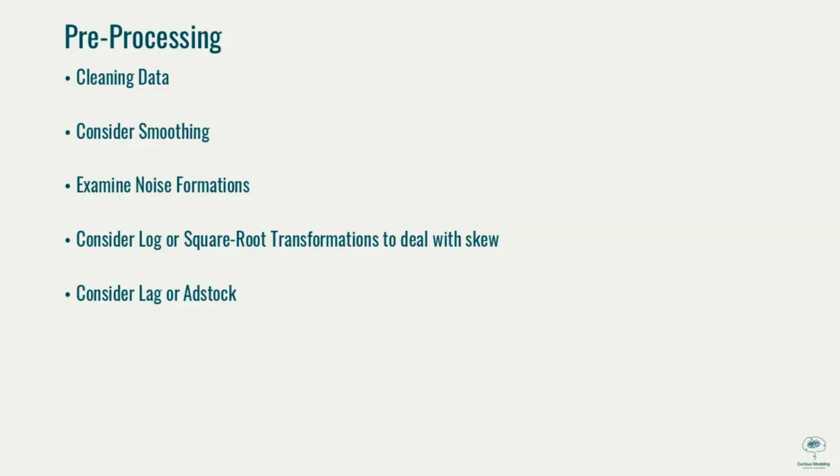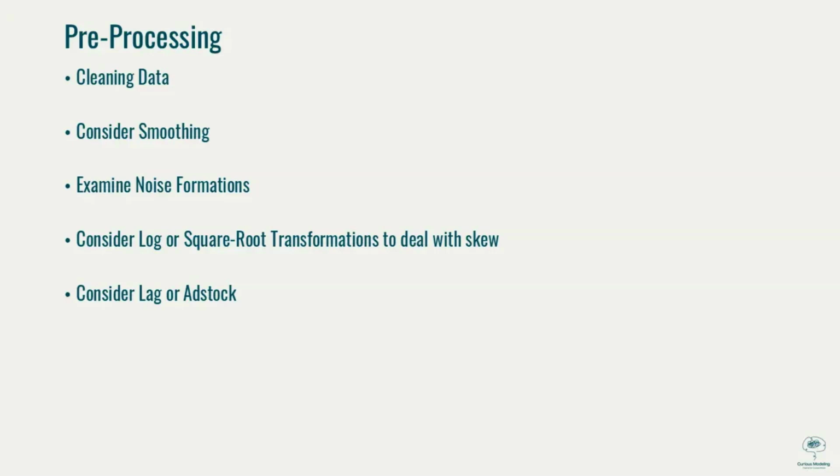Part 3, pre-processing the data. So first we want to clean the data. We're handling missing data, be it spend, whether there's some lag in spend, which we might smooth in some form of some noisy series. We also want to consider whether we want to do lag or square root transformations to deal with any skew or kurtosis.